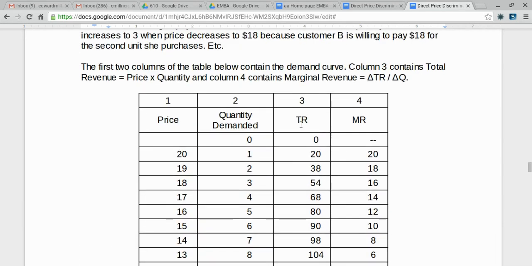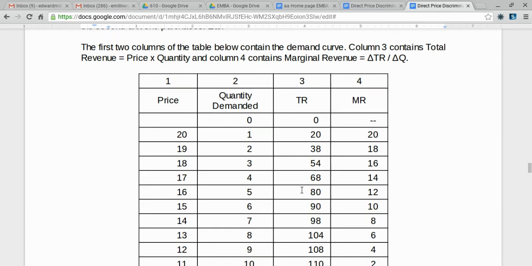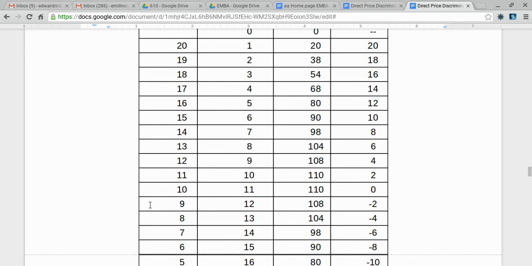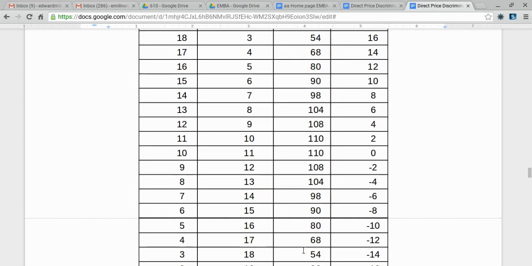The next column in my table shows total revenue. Total revenue is simply the price charged times the quantity sold. We're going to assume here that the firm will sell whatever number consumers want to purchase. So any price times quantity 0 gives me total revenue 0. When price is 20, I can sell 1 unit, which means my total revenue is going to be $20. When price is 19, I can sell 2 units. 2 times 19 gives me a total revenue of 38, et cetera. Total revenue rises to $110 when price is 10 or 9, and then total revenue starts to fall as price decreases further.